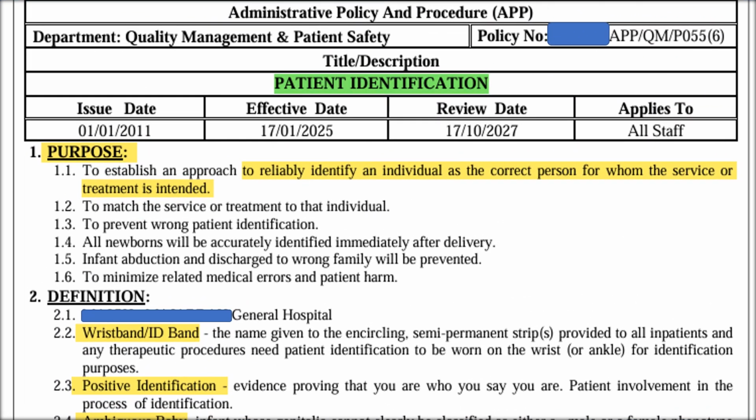Now, moving on to the policy that supports QM17, we have patient identification. This is the title of our policy with the following purposes: to establish an approach to reliably identify an individual as the correct person for whom the service or the treatment is intended, to match the service or treatment to that individual, to prevent wrong patient identification. All newborns will be accurately identified immediately after delivery. Infant abduction and discharge to wrong family will be prevented, and to minimize related medical errors and patient harm.